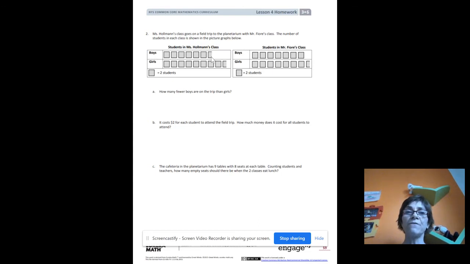Notice that here there's a half square, and here as well. What does that half square represent? Well, if each square is 2 students, I'm not going to tell you, but I think you can guess. Half a square will be... So you have to figure out how many boys, how many girls, and here you need to answer these questions.